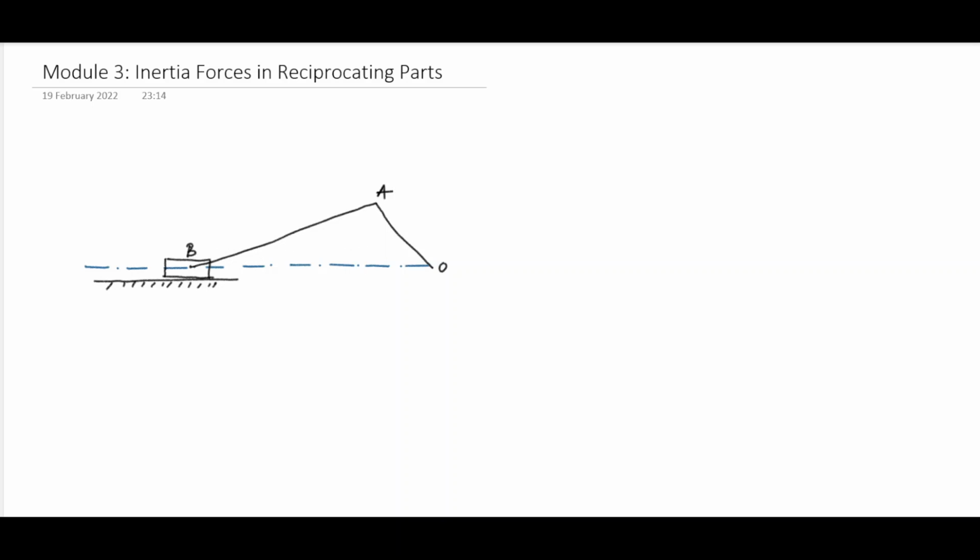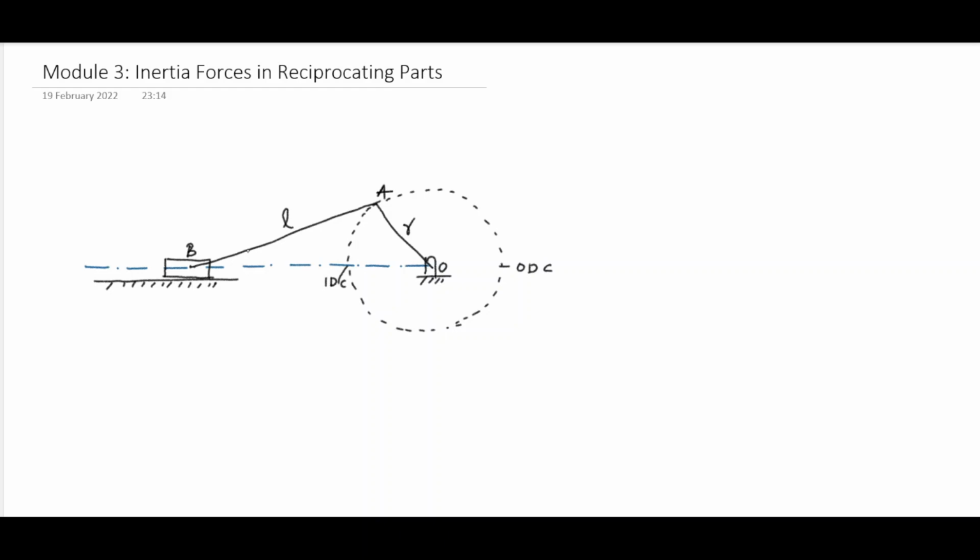Now let us draw the crank circle. So the crank is fixed over here. Now let's say the length of the connecting rod is L and the length of the crank is R. This part is the inner dead center. This part is the outer dead center.